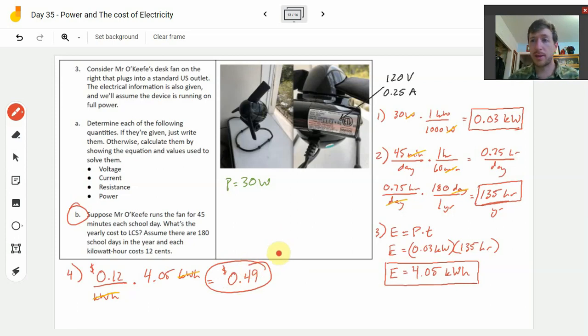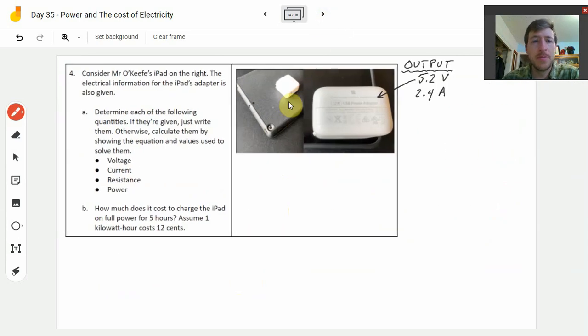So is this going to be breaking Lusher Charter School's bank? Probably not. Mr. O'Keefe could just throw in a couple quarters if he needed to, and he could help keep them afloat.